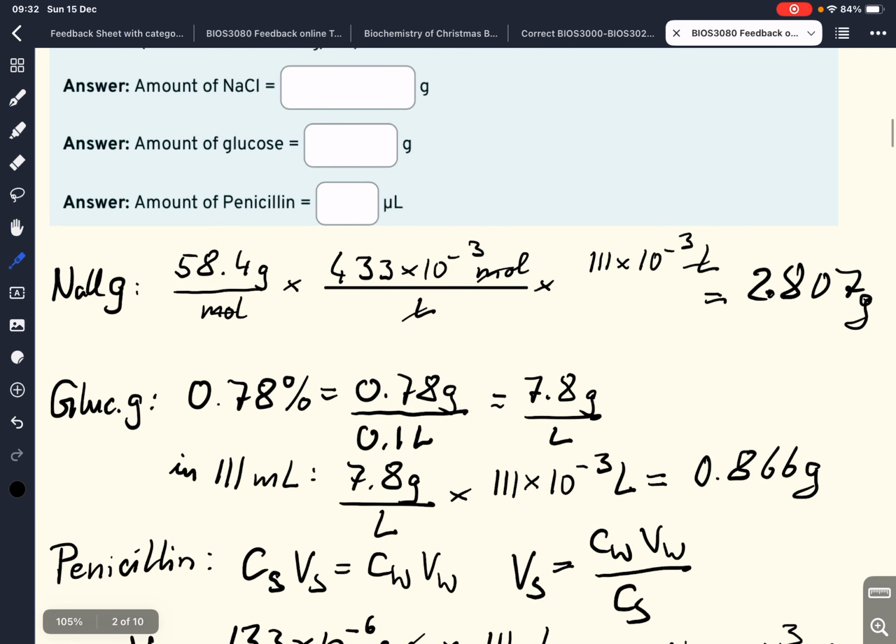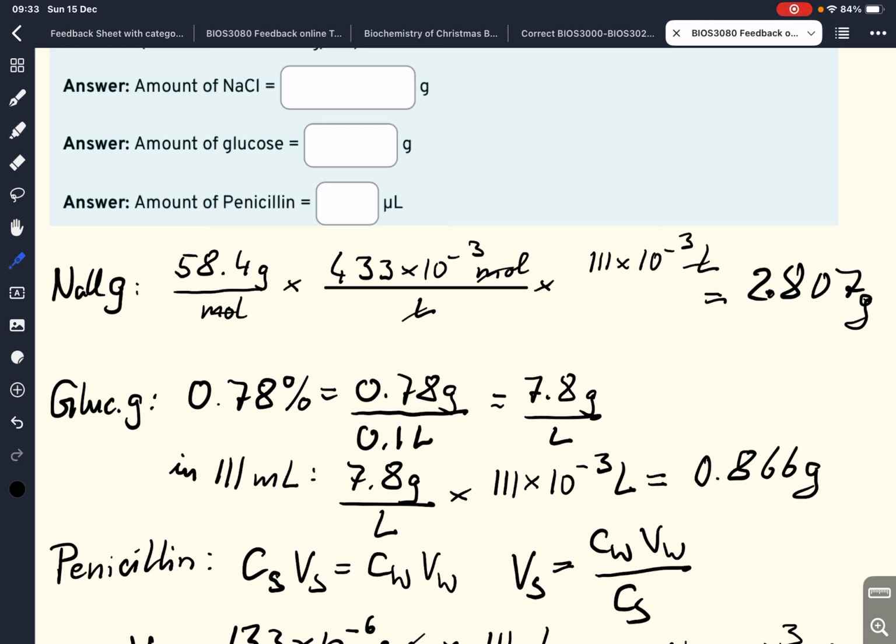Now, for the glucose, we need to calculate the grams of glucose that we need. And we said we've got a 0.78 weight per volume solution, which means the definition of this weight per volume is 0.78 gram in 100 milliliter. And we can write 100 milliliter as 0.1 liter. And that would give us 7.8 gram per liter. So that would be the concentration of the glucose.